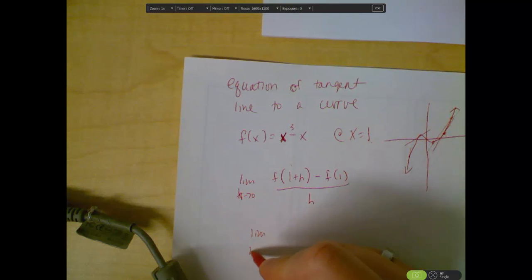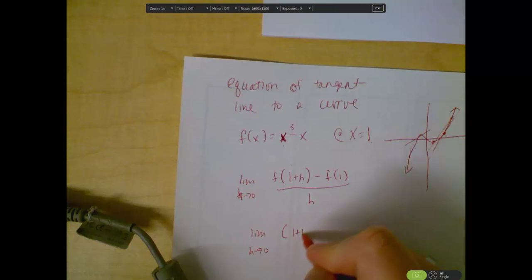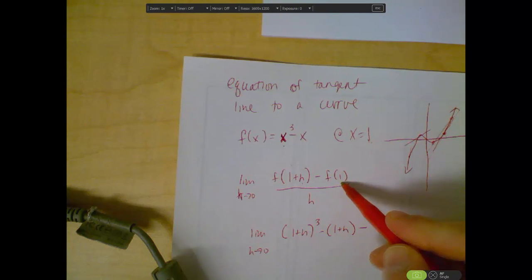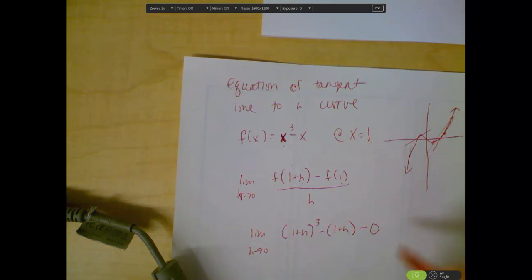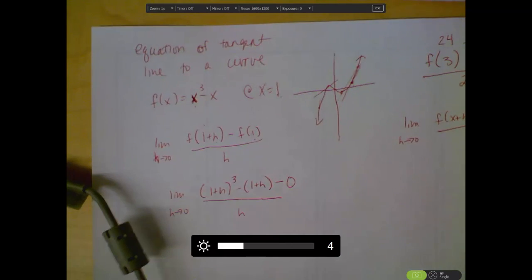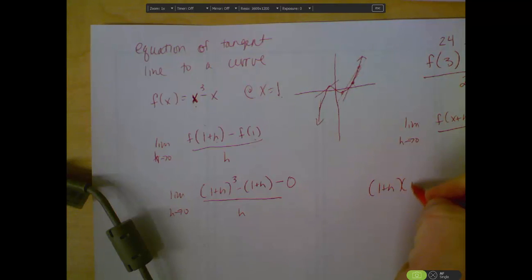So the limit as h approaches 0, I'm going to plug in 1 plus h for x. And we already found out that f of 1 was 0 from our original problem. So I'm going to plug in 0 for f of 1 all over h. Now we have to do a little algebra. Let's go over here and do 1 plus h cubed. 1 plus h times 1 plus h times 1 plus h.